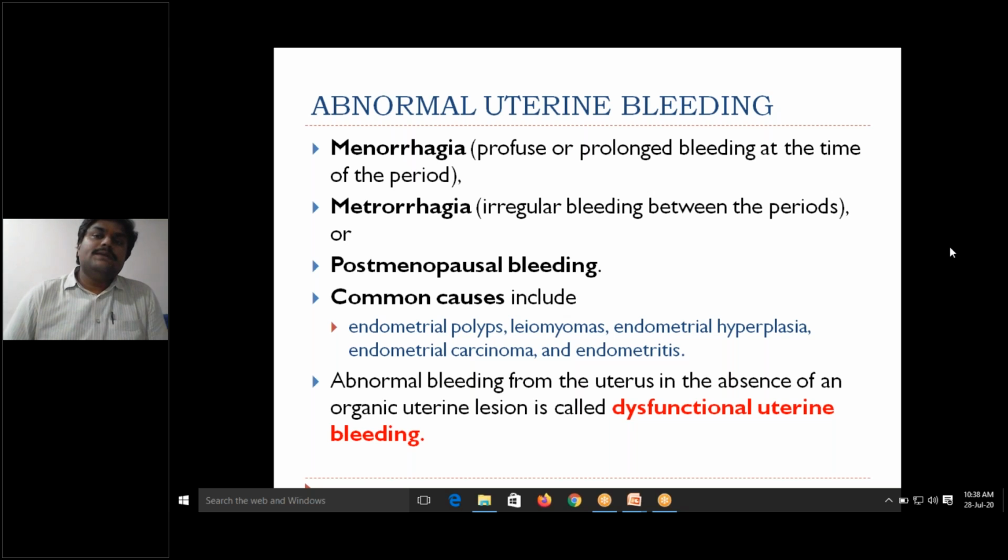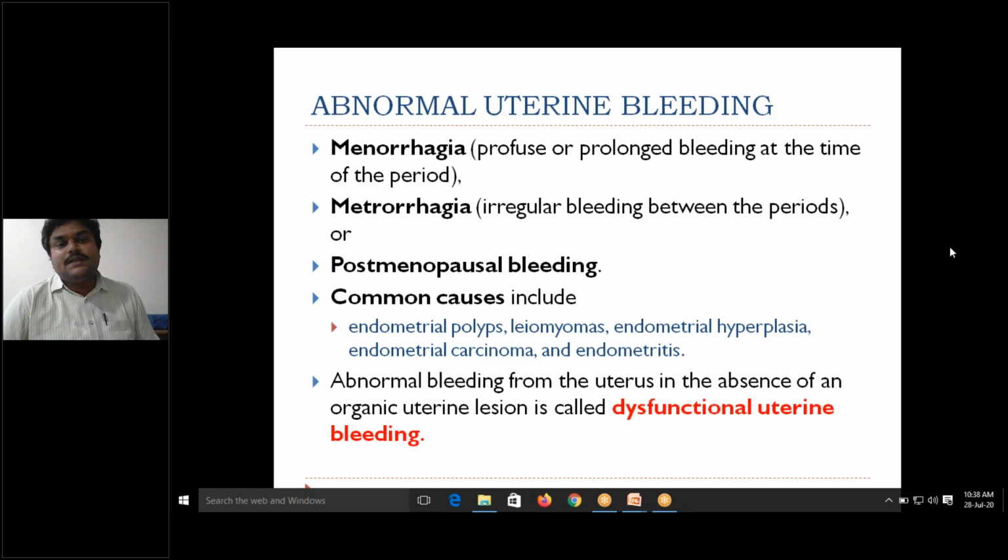So what is meant by abnormal uterine bleeding? It's nothing but menorrhagia, metrorrhagia, and postmenopausal bleeding. Menorrhagia is excessive bleeding at the time of menstruation. Metrorrhagia means irregular bleeding between the periods. The next most important thing is postmenopausal bleeding.